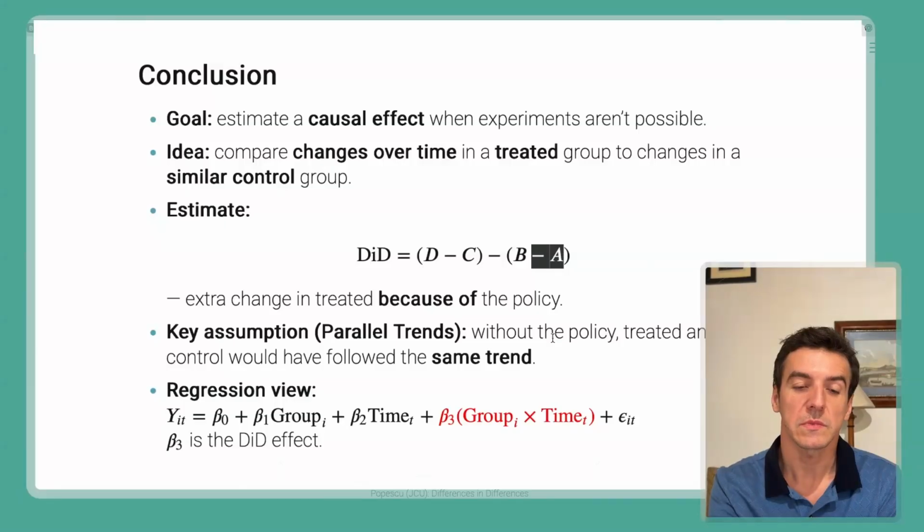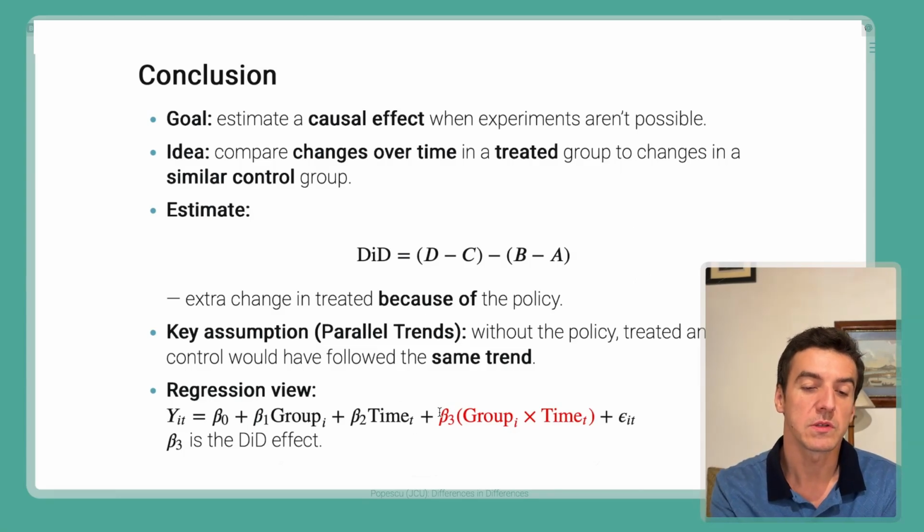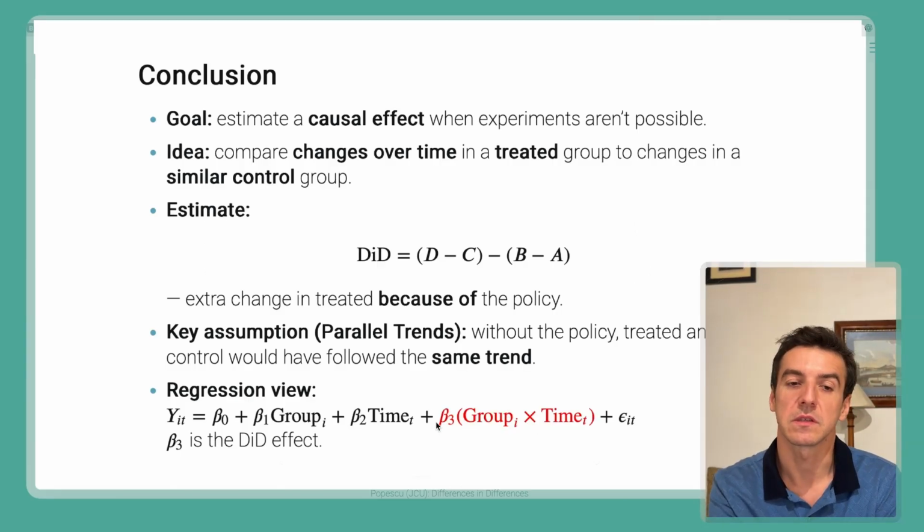So the key assumption, however, within differences in differences is this parallel trends assumption. Without treatment, the treated and control group would have followed the same trend. So just a reminder that what we're interested in if we were to run the model is really this interaction between group and time, which is beta 3. So this is called the differences in differences effect.